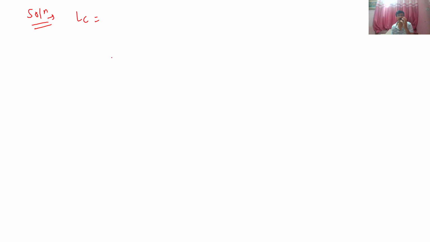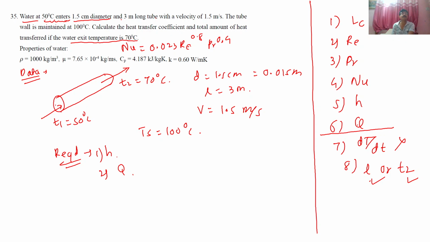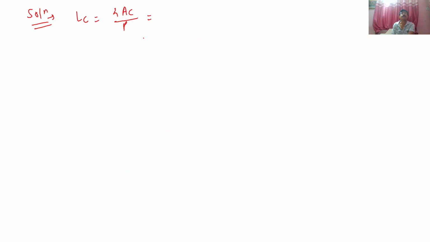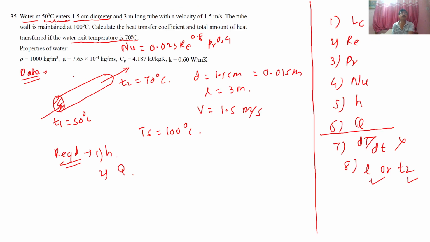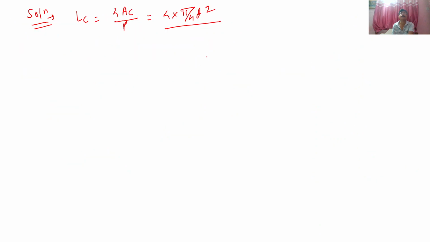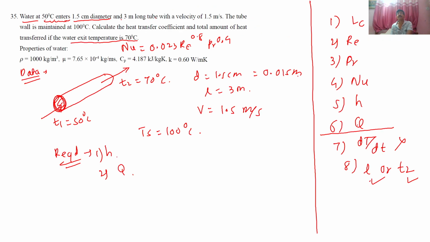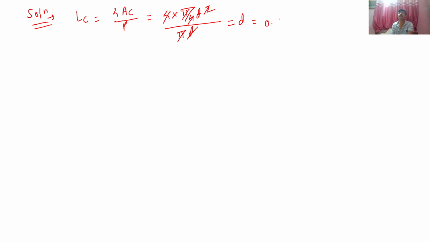It may be rectangular, triangular, or circular, meaning a tube. The formula is 4 Ac upon P. What is the cross sectional area? So 4 into pi by 4 d square, divided by the perimeter. It's a tube, so the perimeter is pi d. The d gets cancelled, pi gets cancelled, 4 gets cancelled, so it remains only d. D is given as 0.015 meter. Centimeter will not work, millimeter will not work. Convert it in meter, so it is 0.015 meter.